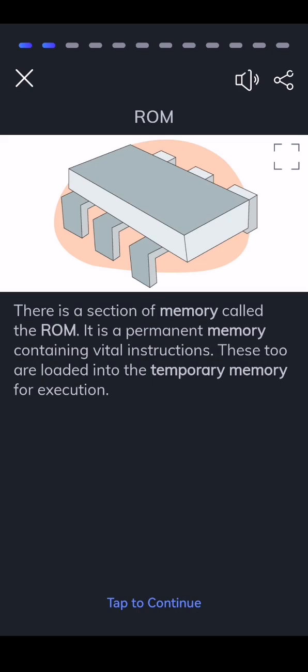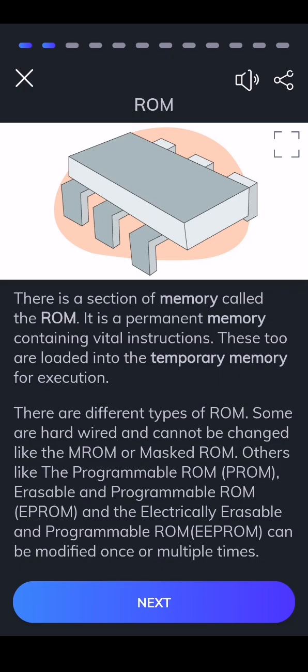There is a section of memory called the ROM. It is a permanent memory containing vital instructions. These too are loaded into the temporary memory for execution. There are different types of ROM. Some are hardwired and cannot be changed, like the MROM or masked ROM. Others, like the programmable ROM, PROM, erasable and programmable ROM, EPROM, and the electrically erasable and programmable ROM, EEPROM, can be modified once or multiple times.